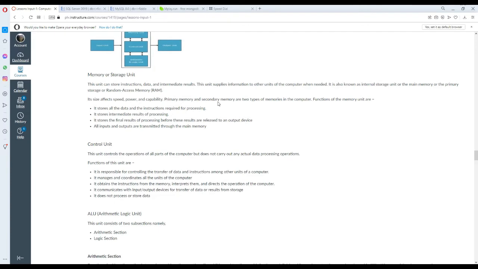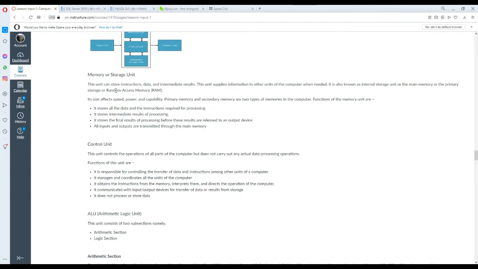Primary and secondary memory are two types of memory in the computer. So for the primary memory, we have the actual RAM. So if you are familiar with the terms 16 gigs, 8 gigs of RAM, 4 gigs of RAM, once you turn off the computer, all the data stored there are lost. Okay, for the secondary memory, we have the flash drive, the hard disk drive, the SATA, and NVMe drives. Okay, so those are the secondary memory.